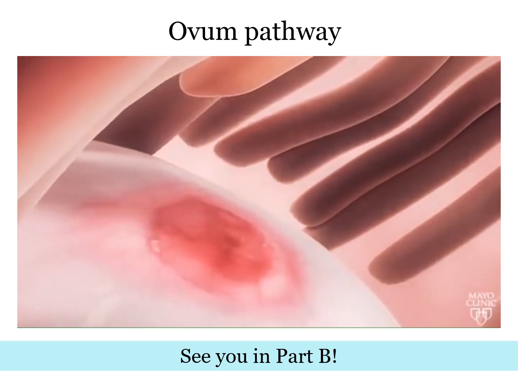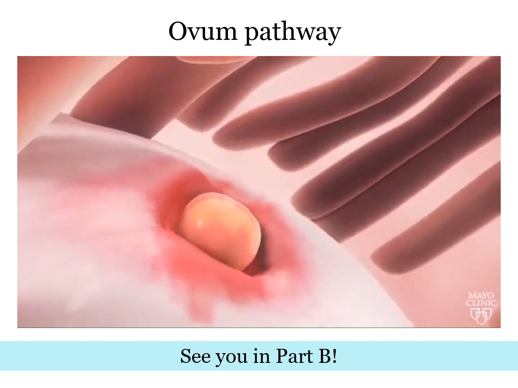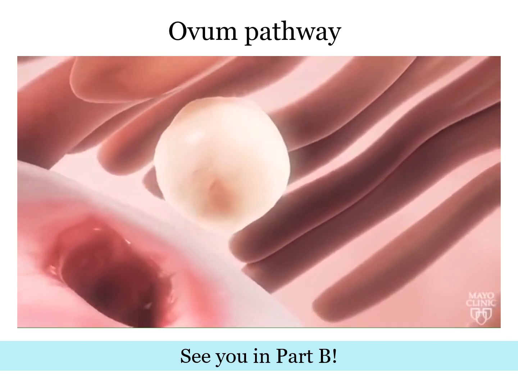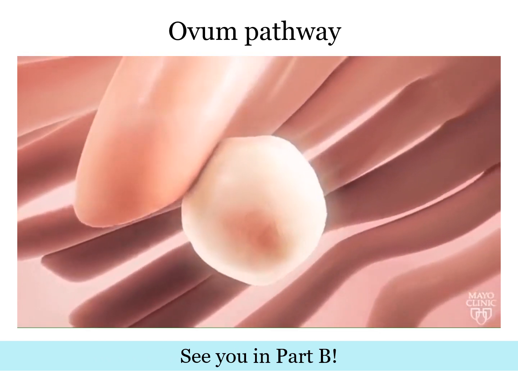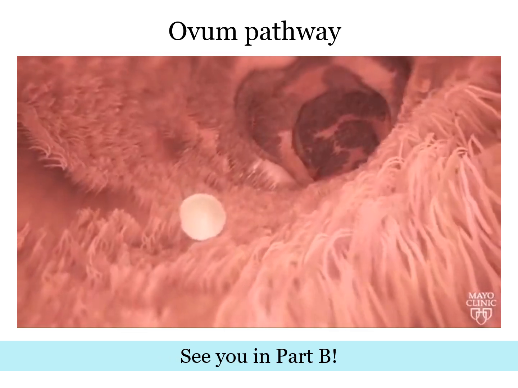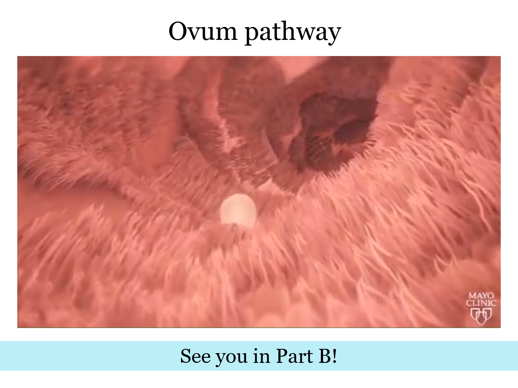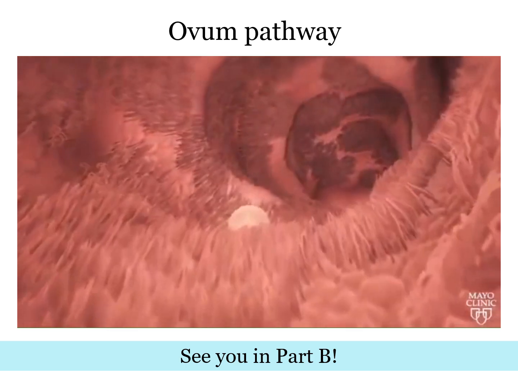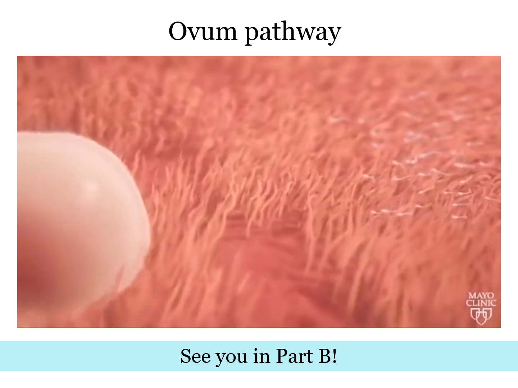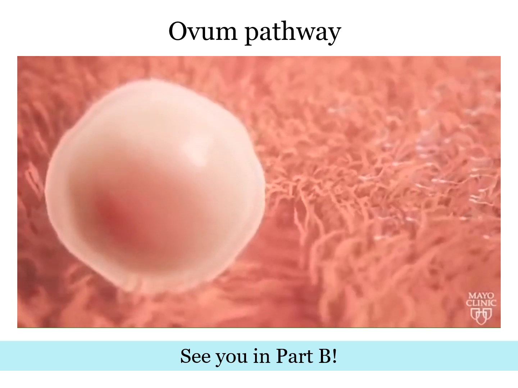The wall of the ovarian follicle ruptures at the surface of the ovary. The egg is released. Finger-like structures called fimbriae sweep the egg into the neighboring fallopian tube. The egg travels through the fallopian tube, propelled in part by contractions in the fallopian tube walls. Here in the fallopian tube, the egg may be fertilized by a sperm.